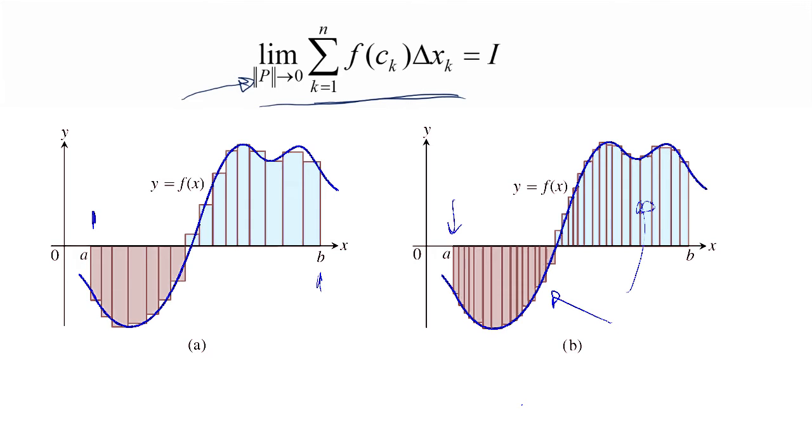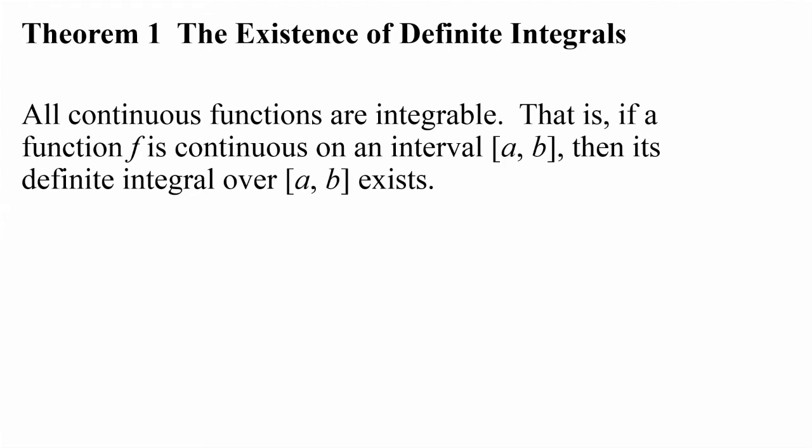Another conclusion to make about a continuous function is made in the following theorem. Theorem 1. The existence of definite integrals. All continuous functions are integrable. That is, if a function f is continuous on a closed interval from a to b, then its definite integral over the same closed interval from a to b exists.